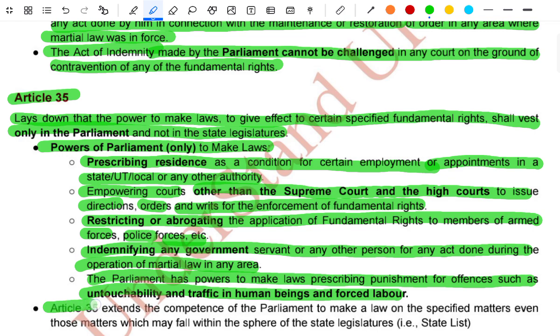Article 35 extends the competence of Parliament to make law on the specified matters, even those matters which may fall within the sphere of the state legislature, the state list.